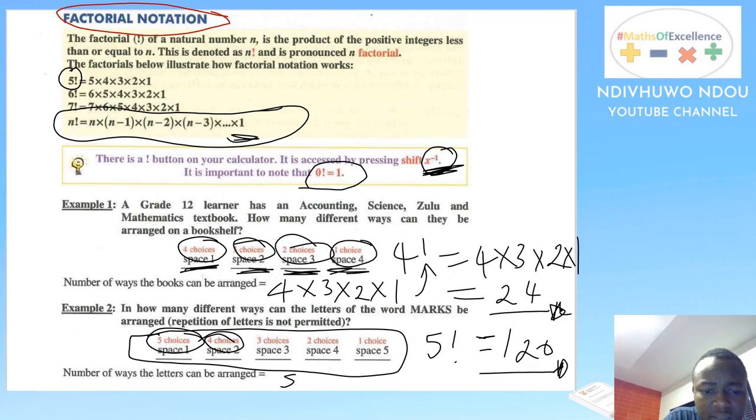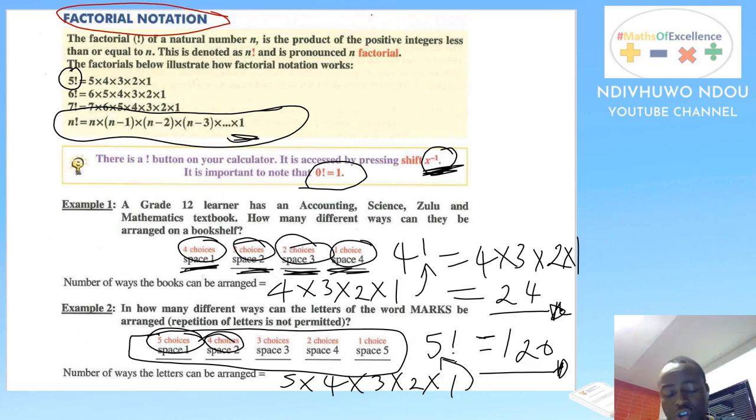So this is the same as 5 times 4 times 3 times 2 times 1, which can be denoted as 5 factorial, right? You press your calculator, then you get an answer of 120 different ways in which you can arrange the letters of the word marks.